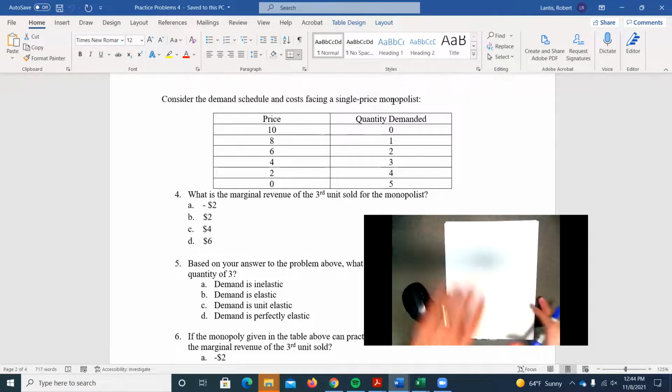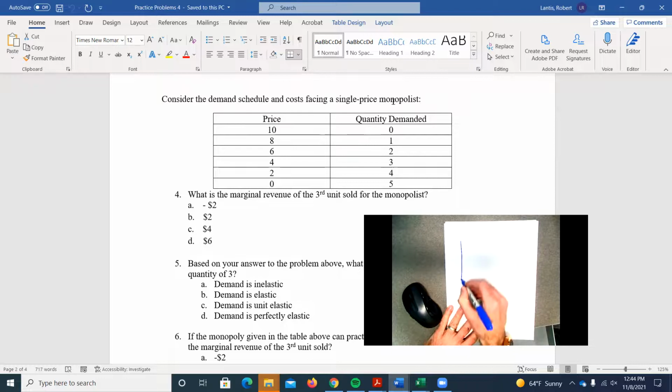So these price quantity combinations, if I really wanted to, I could meticulously plot out each one of them on a graph. So I could go: at a price of $10, quantity was 0. At a price of 8, quantity was 1. I could then go through and do that, and I'd have my entire demand curve graphed out.